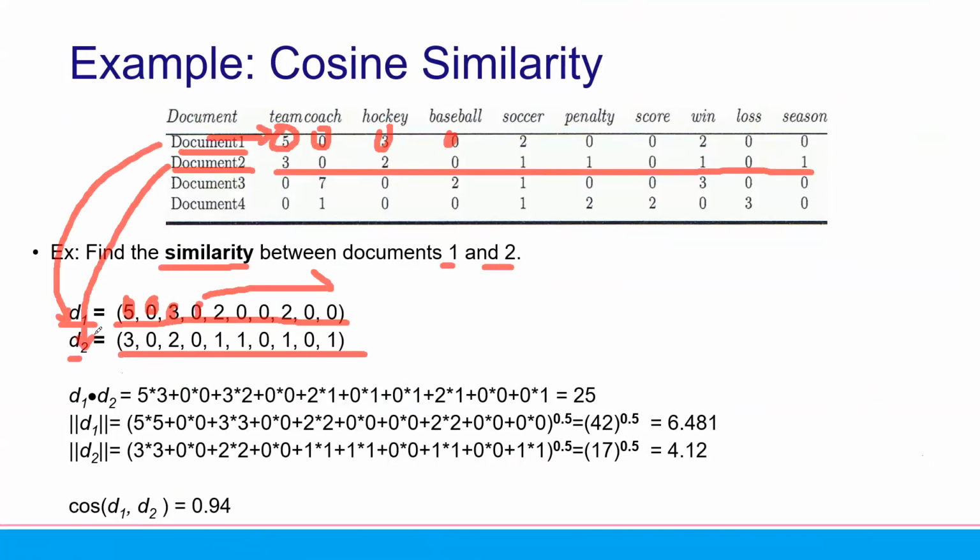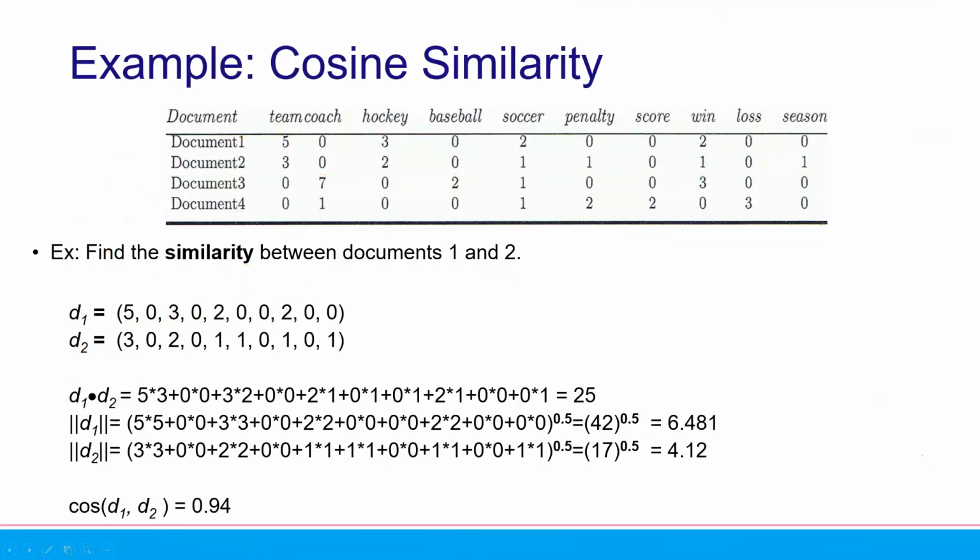Now we can do the product. Product means multiply. So we can multiply 5 multiply 3 plus 0 multiply 0 plus 3 multiply 2 plus 0 multiply 0 plus 2 multiply 1, 0 multiply 1, 0 multiply 0, 2 multiply 1, and so on until the end. And we can get the value 25.